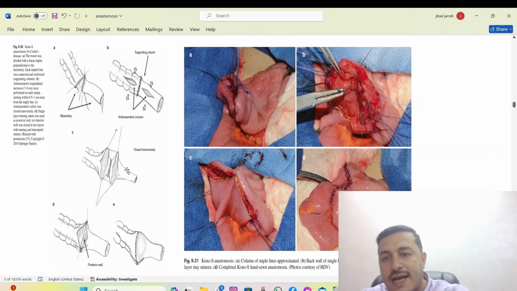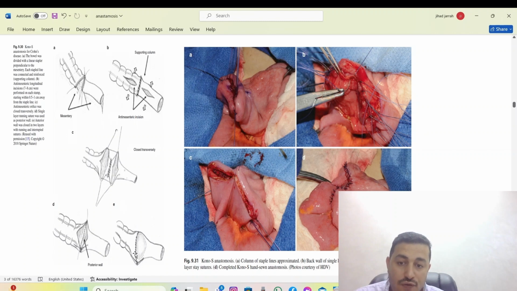When we actually, you see these sutures, we pull them apart, and this part will be the posterior wall of the anastomosis. It's closed using a single layer of hand suturing, and this part will be the anterior layer closed by two layers. One is continuous and the other is interrupted. So this is the posterior wall, which is closed by a single continuous layer.